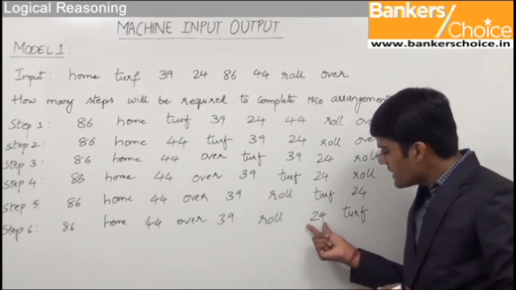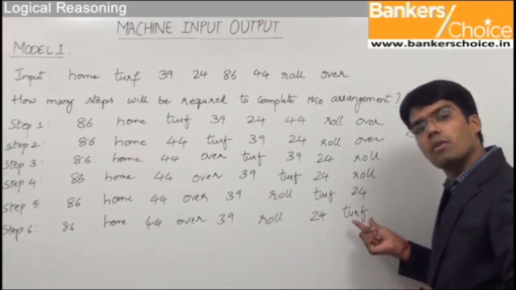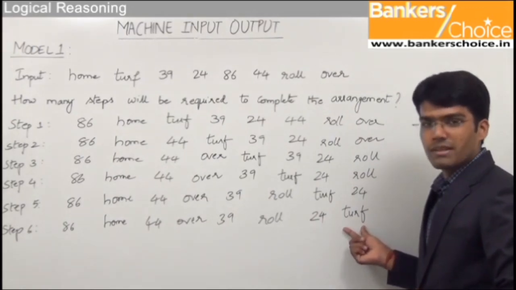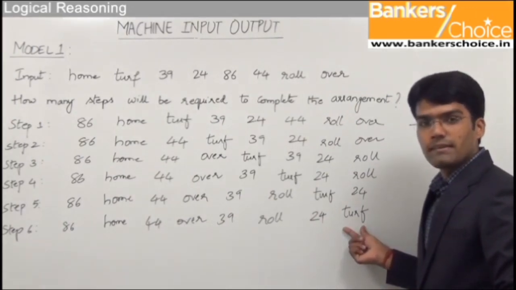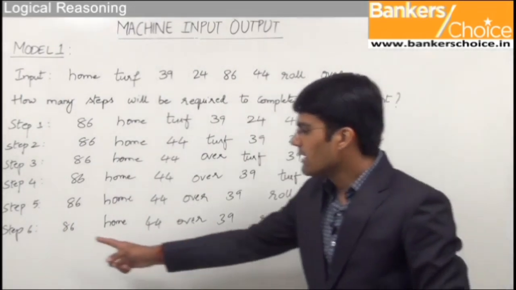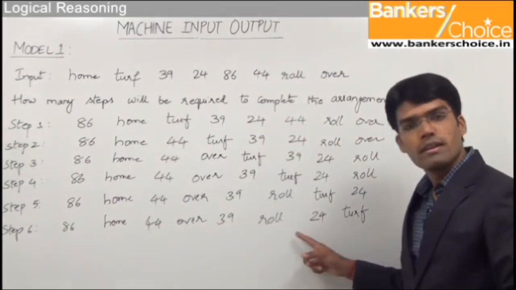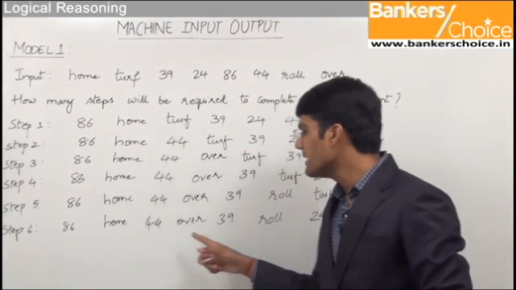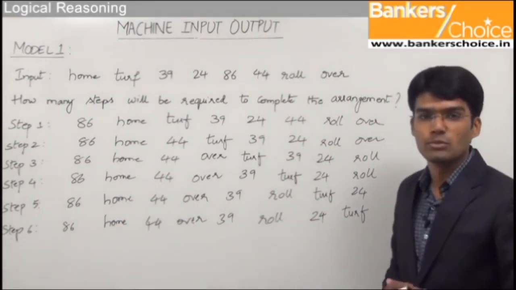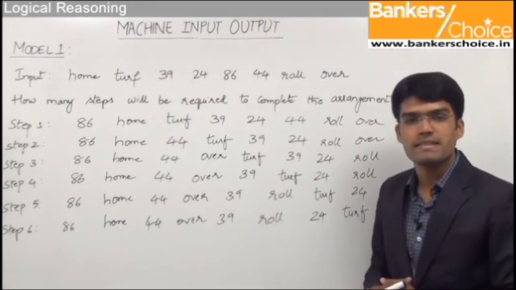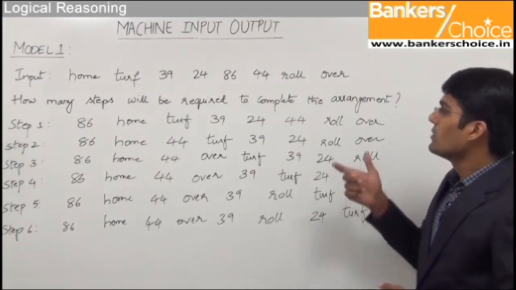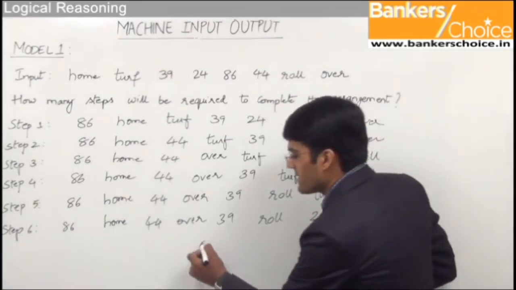And since after 24 we need to have a word, and that word must be turf itself, there is no need to change the position of turf. It has already been put in the correct place. So this step completes the rearrangement. As you can see, the numbers and words are in alternate positions, with all the numbers being in decreasing order and the words being in alphabetical order, which was the desired output. So this is how, in a step-by-step procedure, we have found that a total of 6 steps are required to complete the arrangement. So our answer here is 6.